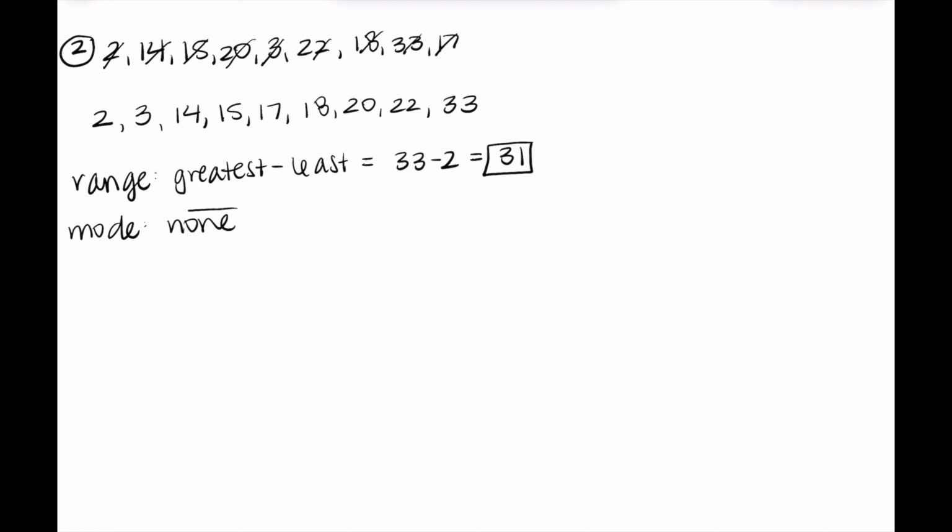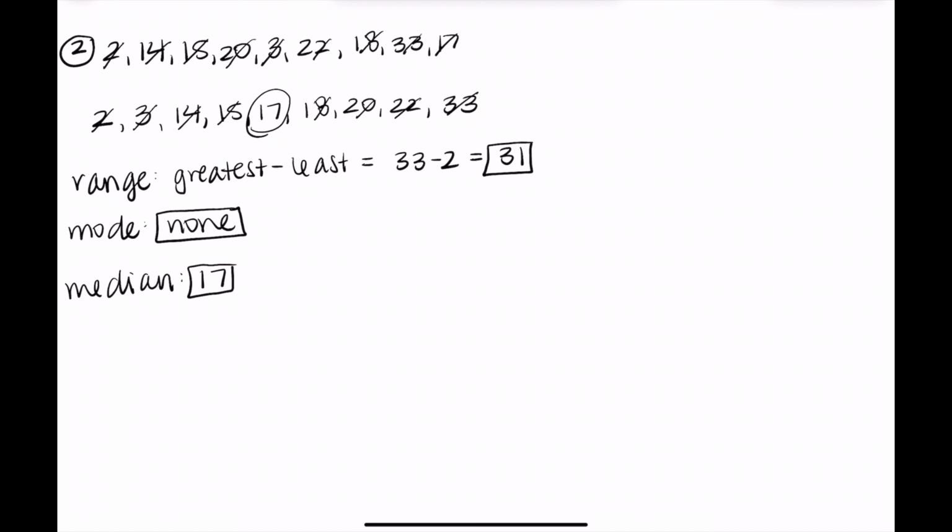Now, for the mode, there is none here, right? Every number only appears once, so nothing is occurring more than that amount, so there is no mode. Instead, we'll move on to our median. Again, we're going to cross out once from the least side, once from the greatest side, until we get our middle number. In this case, we have a set that has an odd number of terms, so there is one middle number, and that number is 17, so 17 would be our median.